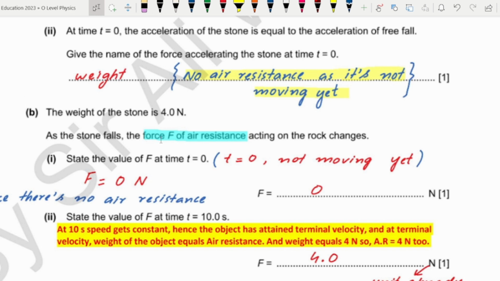As the stone falls, the force F of the air resistance on the rock changes. State the value of F at t equals 0. Like I said, at t equals 0, the object was not moving, and if it is not moving, there would be no air resistance, so F equals 0. And no need to write the unit, it is already there.